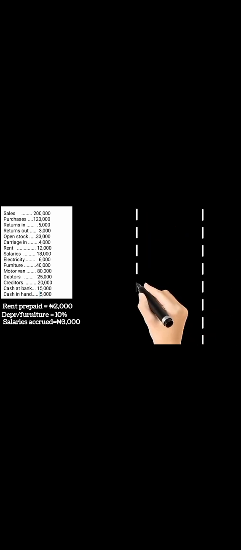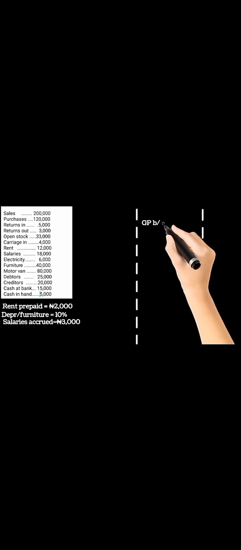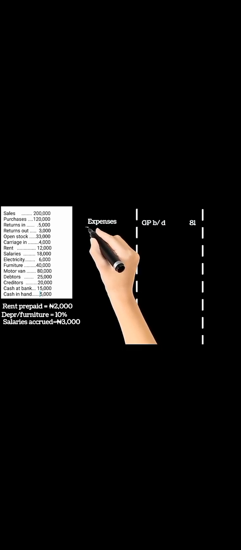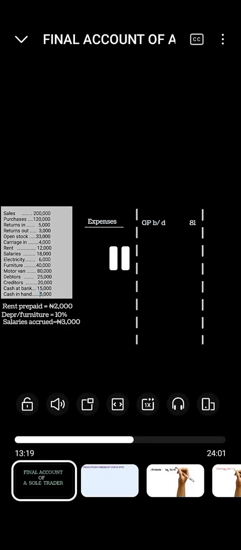Now, what are the expenditures that will come out in this section? The expenditures that will come out in this section are almost all the expenditures in the trial balance. The first one is what? Rents. Now, wait a little.